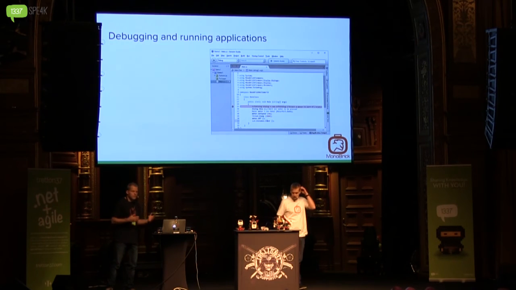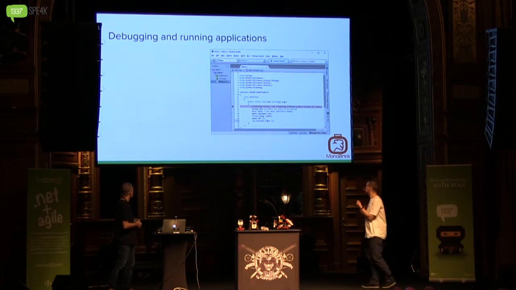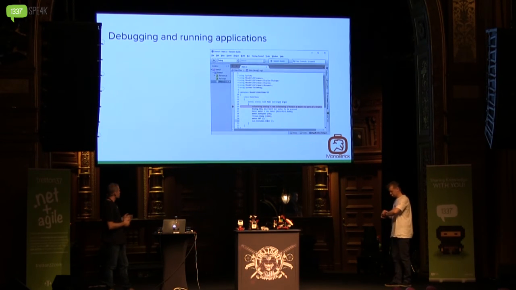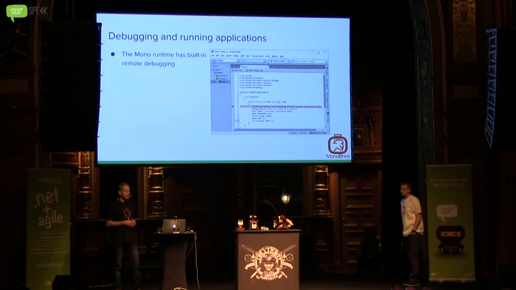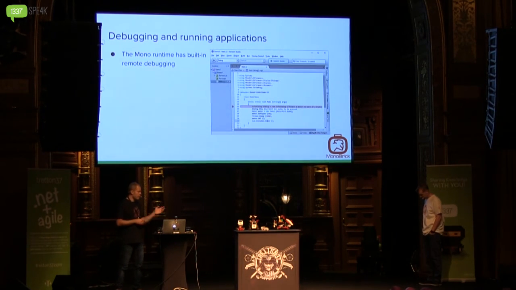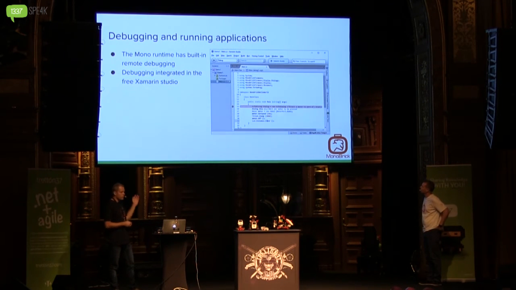Okay, so how do you actually make a program and debug it on the EV3? The Mono framework actually has built-in support for remote debugging, and this is very useful when you have an embedded system. And this debugging is integrated in Xamarin Studio, which is free to use for this kind of project.